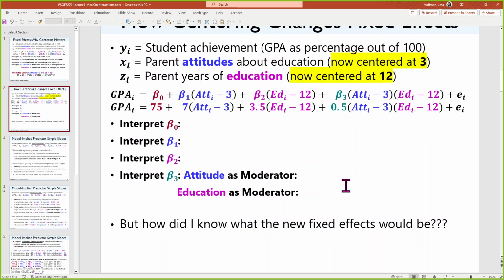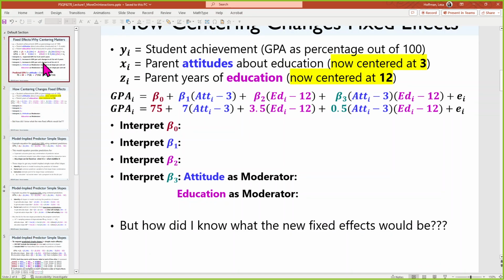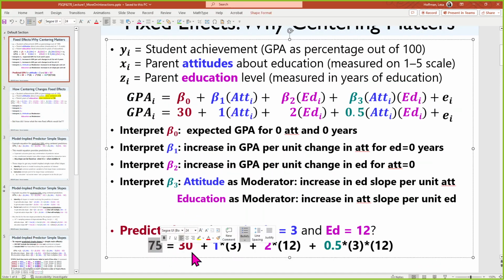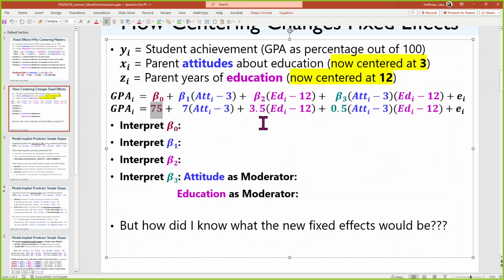So what if I decide to center my variables ahead of time? Here's my new equation. And when I write equations in examples and in real papers, I like to show the centering in the equation explicitly, so my reader knows what 0 is without having to read. I figured out on the previous slide that the predicted GPA for somebody with an attitude of 3 and education of 12 as my new reference point was going to be 75. I know what the other slopes are too.